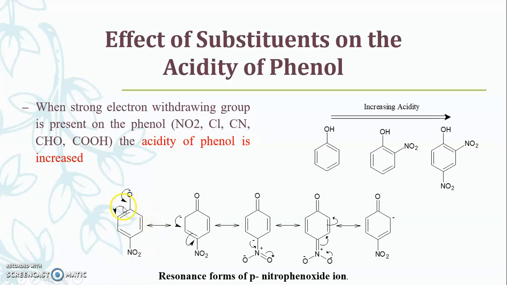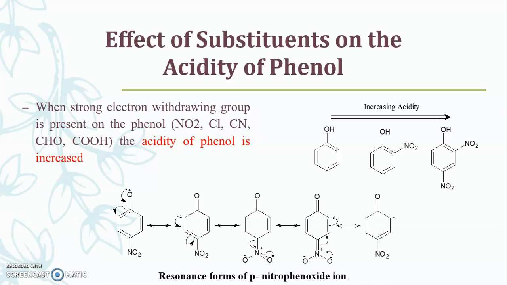And due to this effect, as the benzene ring becomes electron deficient, this benzene ring will withdraw the electrons from the oxygen atom. So the ability of the oxygen atom to hold the hydrogen atom that is present over here tremendously decreases, and the bond between the oxygen atom and the aromatic system, that is the benzene ring, becomes stronger, and that's why hydrogen is easily lost.